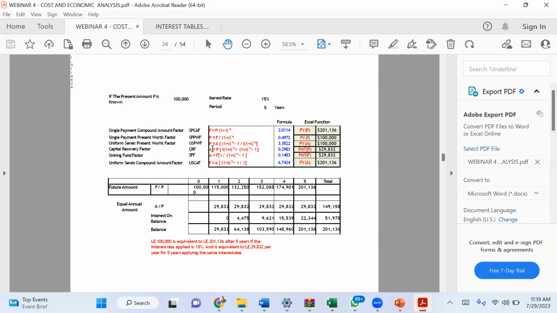This annuity means 100,000. If I split it over 5 years, it will amount to 29,832 naira every year. This is what it means.